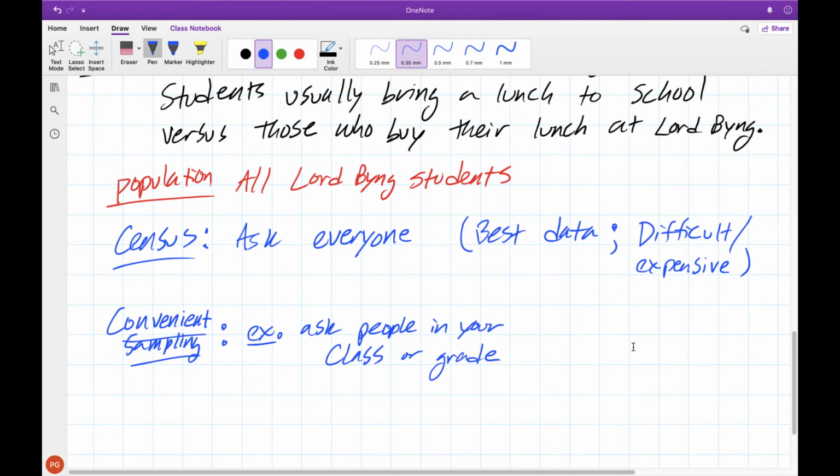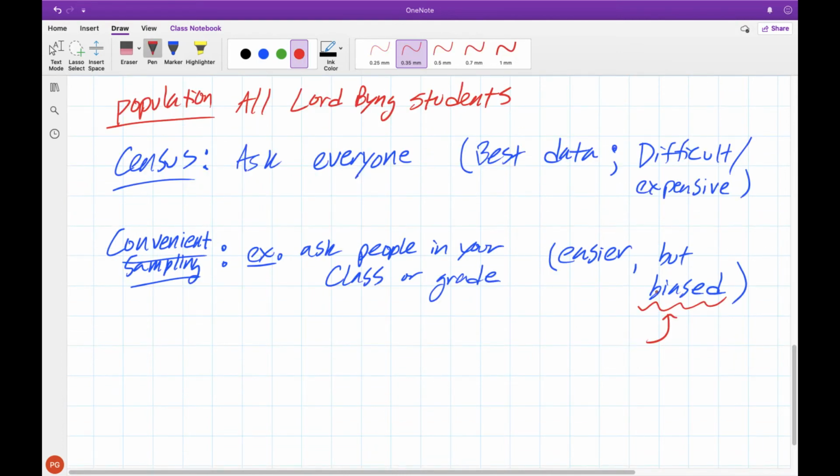Another option would be to use convenience sampling. So convenience sampling is you basically just ask whoever's around. So it could be the people in your class, the people in your grade, maybe just your friends. This is a lot easier, but it's going to give you biased data.